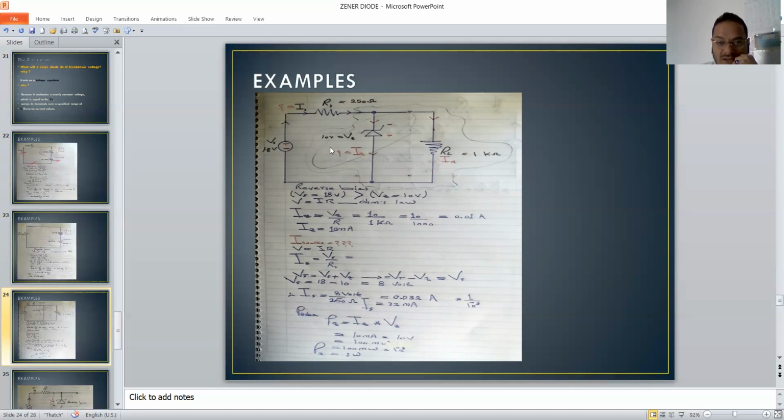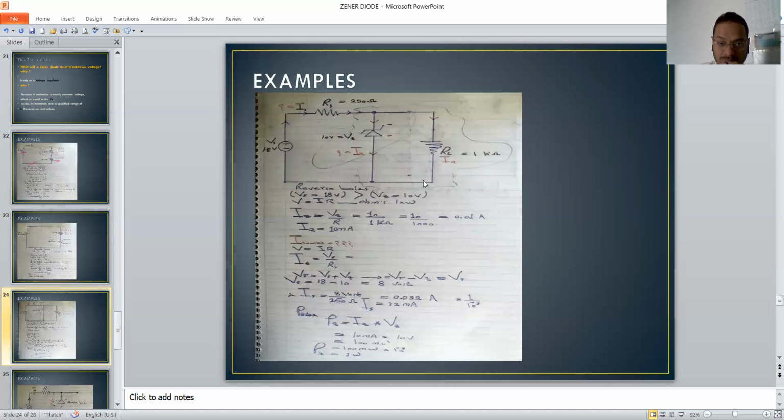18 volt is bigger than 10 volt. That means we're dealing with current. Now let's start to calculate the IS and IZ.